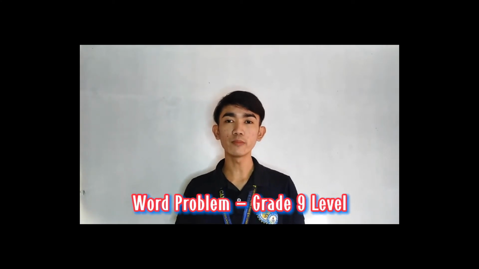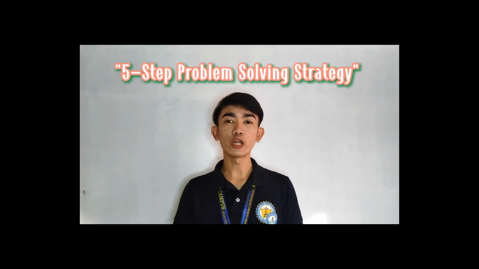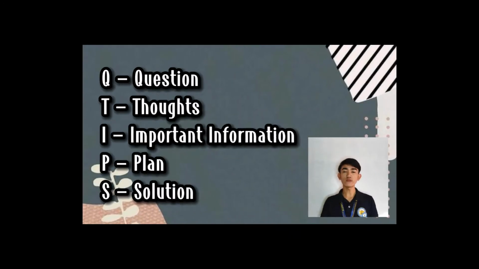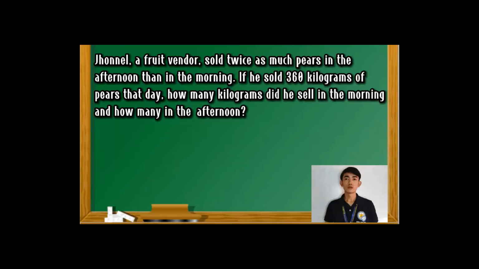For this video, I am going to solve a word problem from a grade 9 topic, and I am going to use the 5-step problem solving strategy, or the Q-tips. Q stands for questions, T for thoughts, I for important information, P for plan, and S for solution. Let us start, and here is our problem.